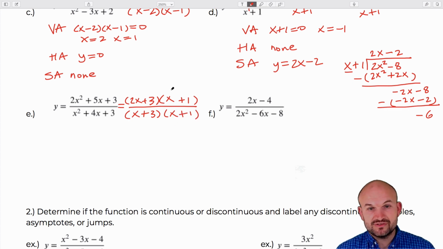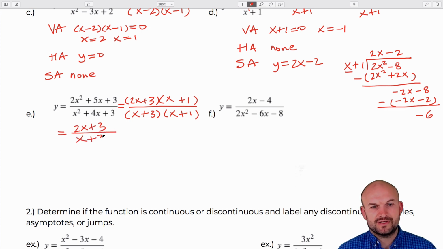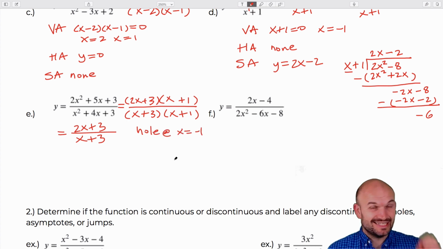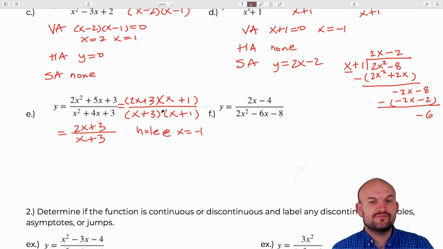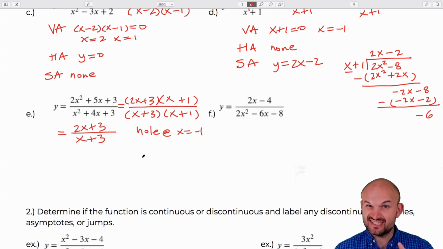Okay, so now in this case, you can see this x plus 1 gets divided out. So 2x plus 3 over x plus 3. So the x plus 1s, these whole quantities, get divided out. All right, so we have a hole. We're just going to say there's a hole at x equals -1. That is still a discontinuity. That still makes the denominator equal to 0, but it got divided out. So therefore, we're not going to include it as our asymptote because it's a hole.